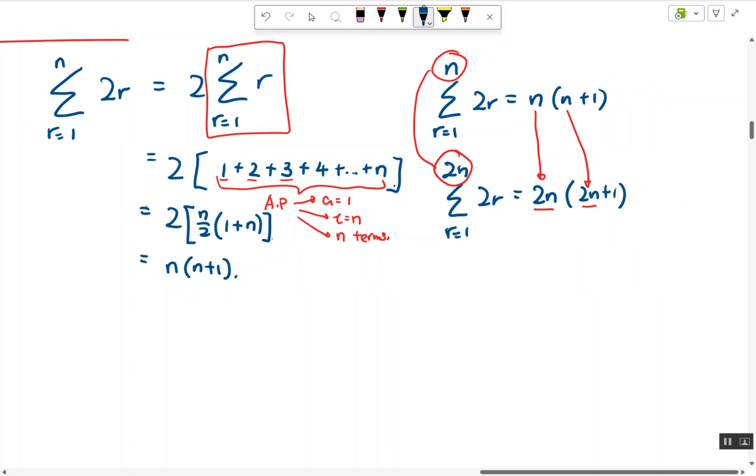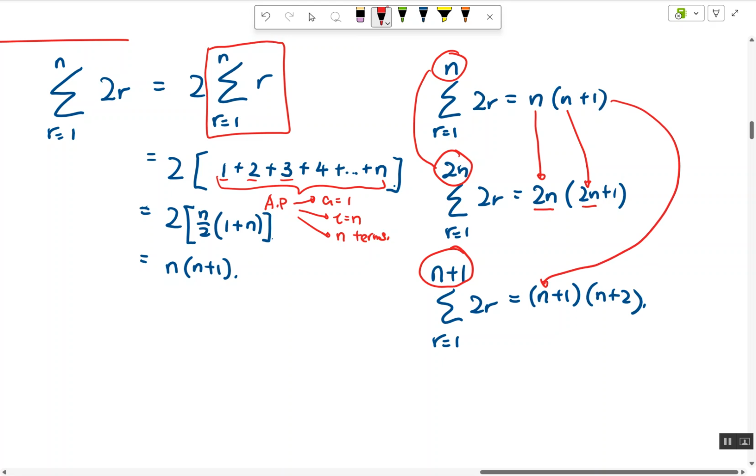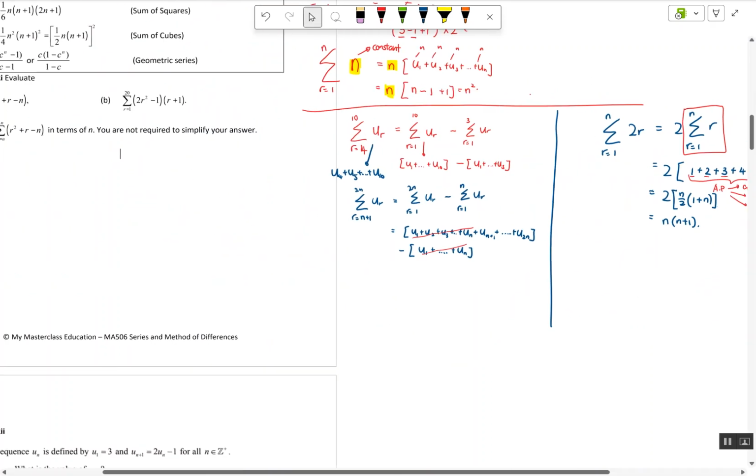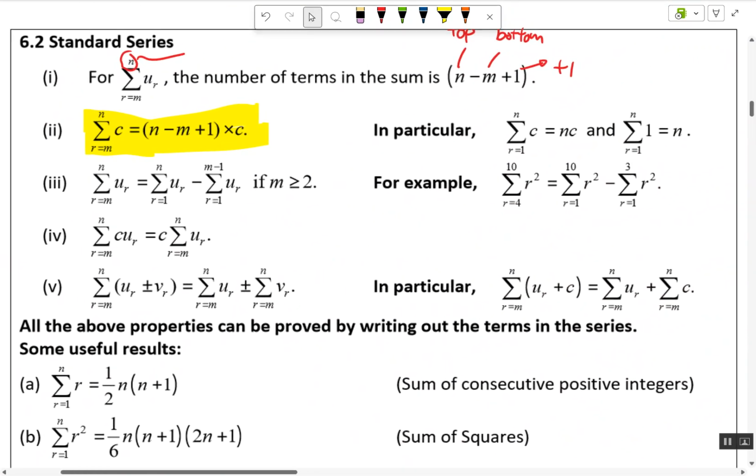Even if I change this to become n plus 1, summation of r equals 1 to n plus 1 of 2r, basically my n just becomes n plus 1. So look at the first line. This will become n plus 1 times n plus 2. Both n's are replaced with n plus 1, and this is how we get the properties with regards to this. And the last property is talking about if you have the same summation sign for two terms that is plus and minus, you can split up these two terms.